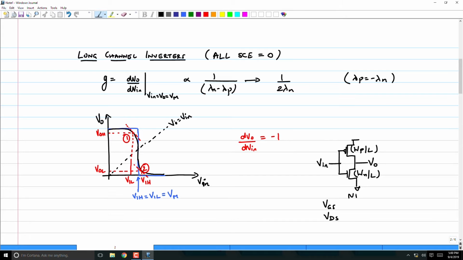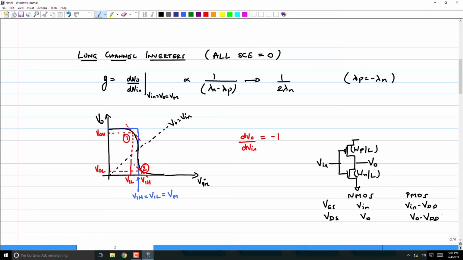VDS for NMOS and PMOS. So VGS is what for the NMOS in terms of Vin and Vout? Vin. What about VDS? Vout. PMOS: Vin minus VDD. And VDS? Vout minus VDD. Okay. Now, VOH is nearly VDD. Therefore, VDS for the NMOS is what? Nearly VDD. Right? Vin is what? You can assume it's just above threshold somewhere. It's a very small value.